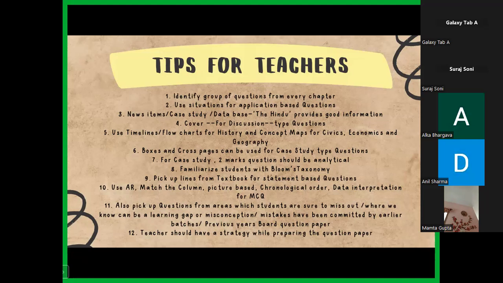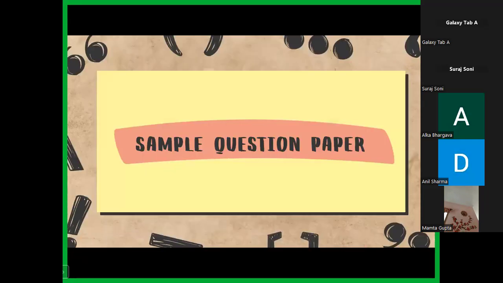Also, please have a strategy in your mind while preparing the question. That strategy can be that this time you want to motivate the children. Next can be that you want to tell them, okay, you are still not reaching 100 on 100. Whatever it may be, you must have a strategy.